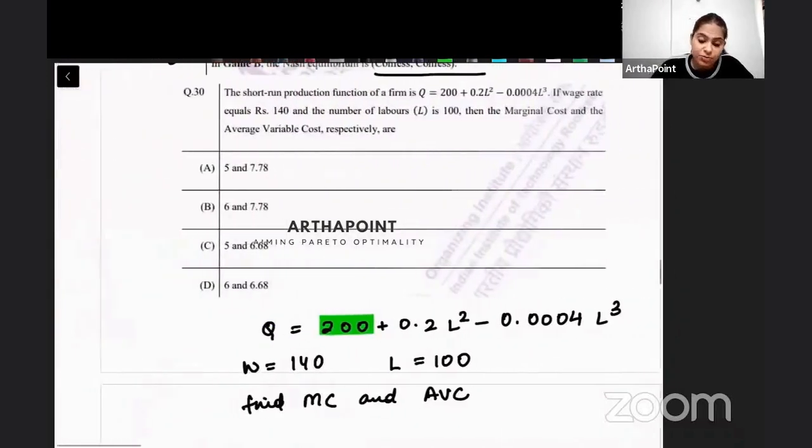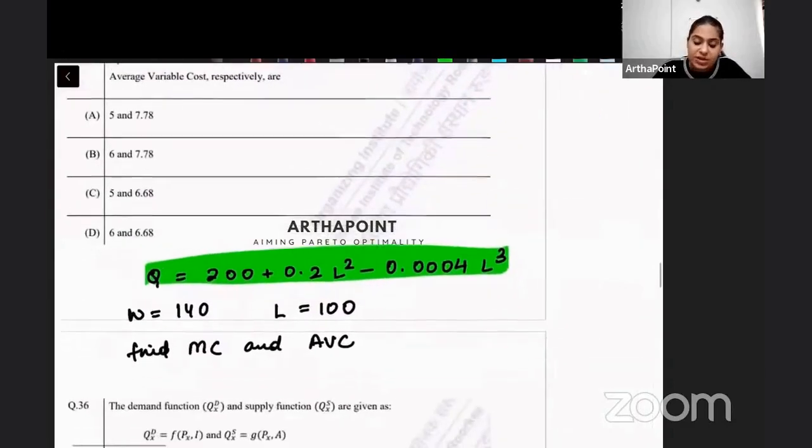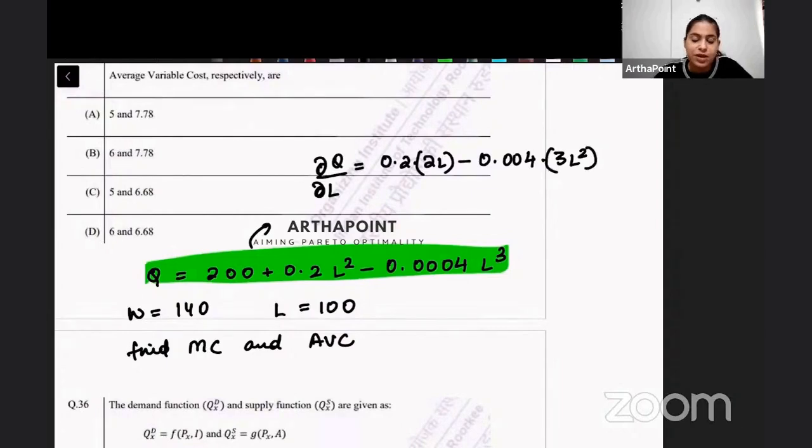How do I find marginal product? Look, this production function is given to you. So to find the marginal product, I just have to find how Q changes as L changes. If I differentiate this with respect to L, what will I get? 0.2 into 2L minus 0.0004 into 3L square. This is my marginal product of labor.